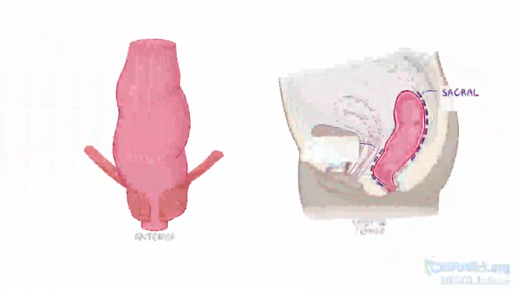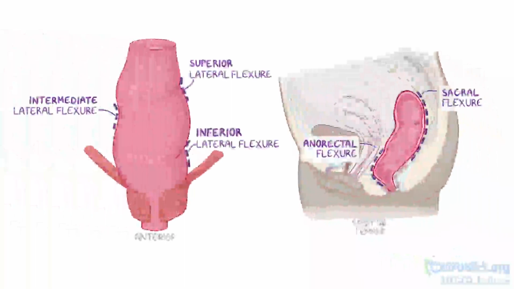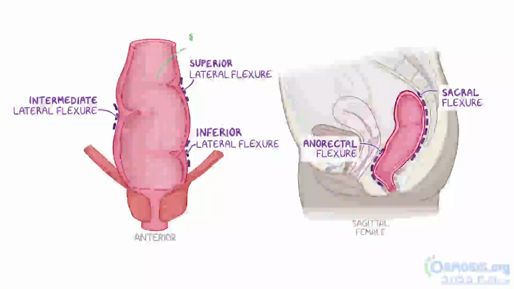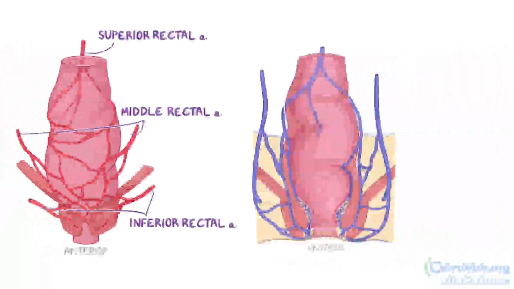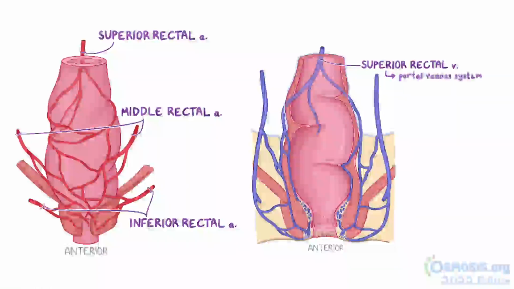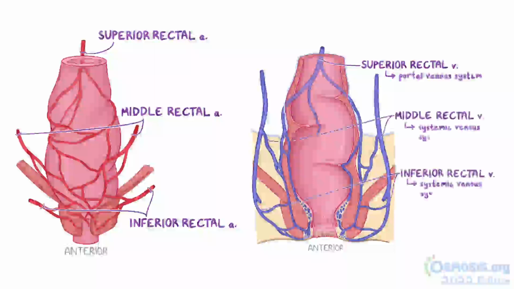The rectum has 5 external flexures: the sacral, the anorectal, and the superior, inferior, and intermediate lateral flexures. Its 3 internal folds, the superior, middle, and inferior transverse rectal folds, correspond to the lateral flexures. The blood supply of the rectum comes from the superior, middle, and inferior rectal arteries. As for venous drainage, the superior rectal veins drain into the portal venous system, whereas the middle and inferior rectal veins drain into the systemic venous system.